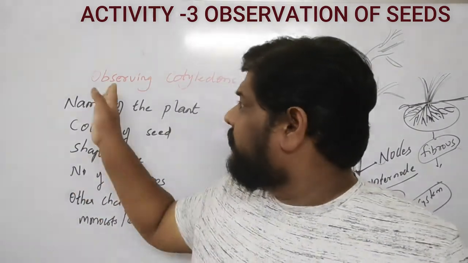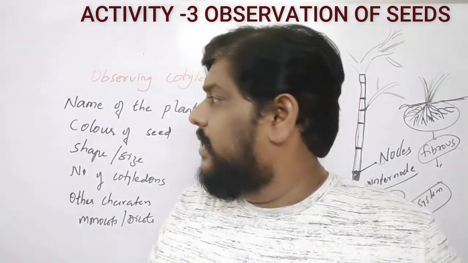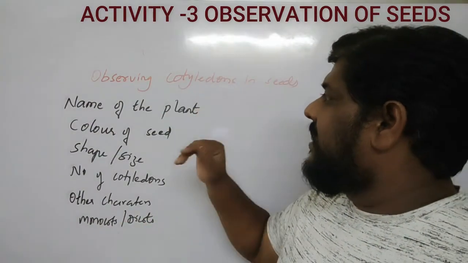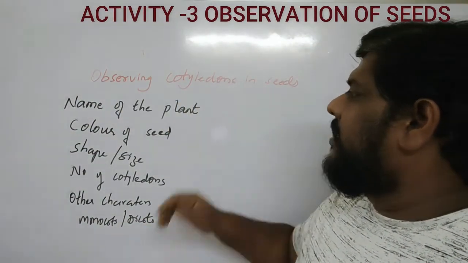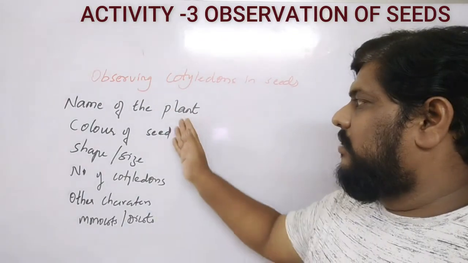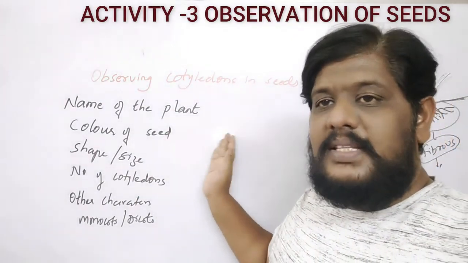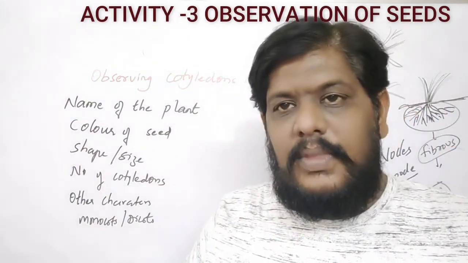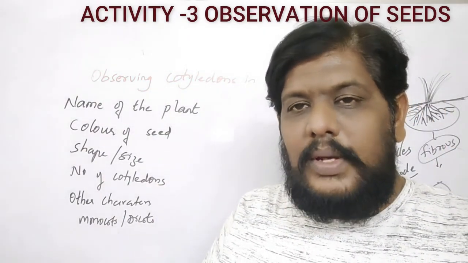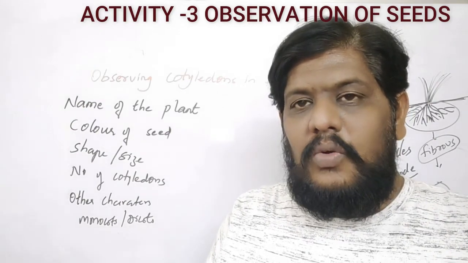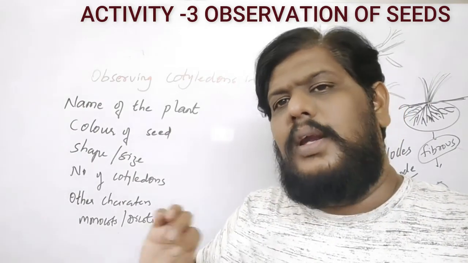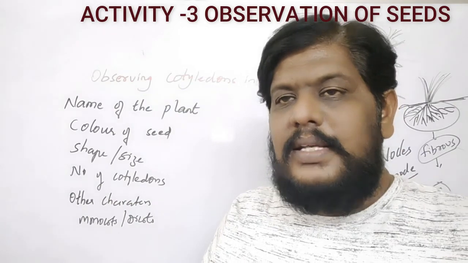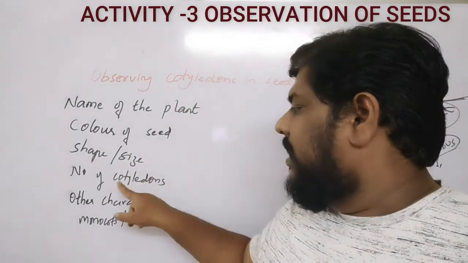Now what we'll observe here is the seeds, otherwise you can say observing the cotyledons in the seeds. Take some plants: name of the plant you can write, color of the seed you can write, and shape and size also you can write, whether it is round, triangle, elliptical, or long. Whatever different shapes you see in the seeds, you can write them, and the number of cotyledons.